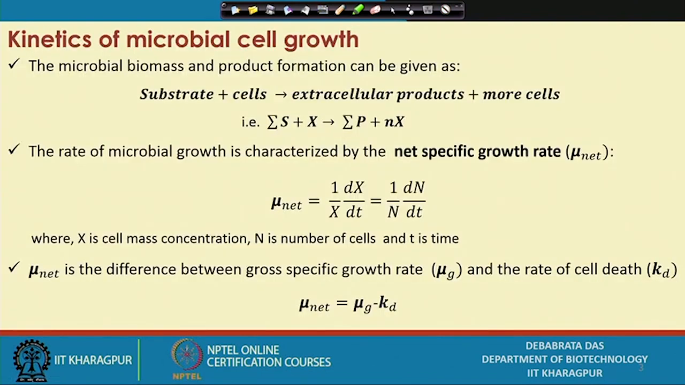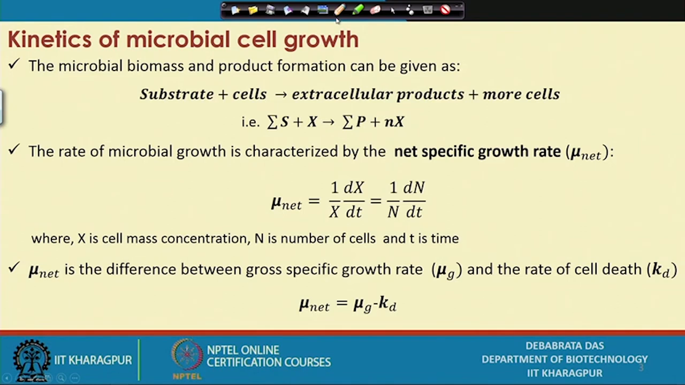Now, let us discuss the kinetics of microbial cell growth. When we talk about kinetics, the question comes: how shall we monitor the concentration of the cells? Am I right? Now, microbial cells might be of two types. One is the unicellular cell, another is the multicellular or filamentous type of cell.